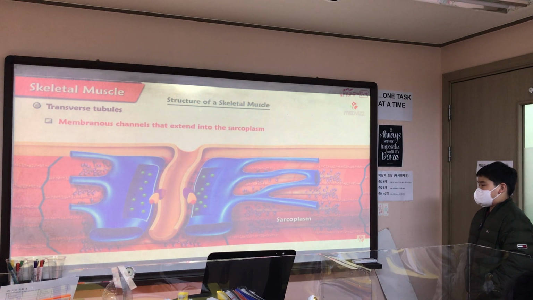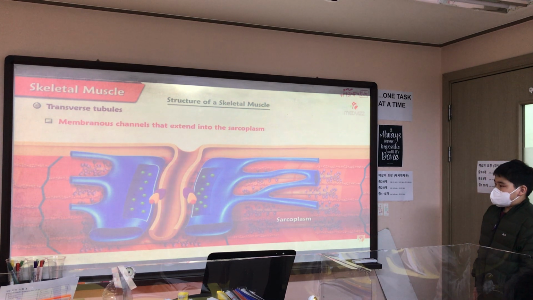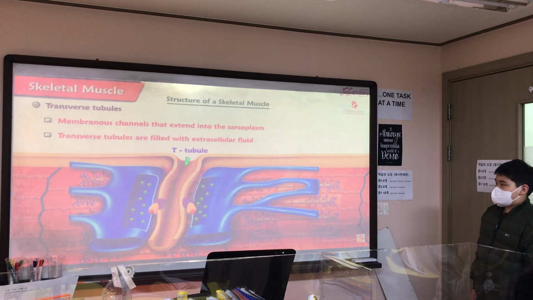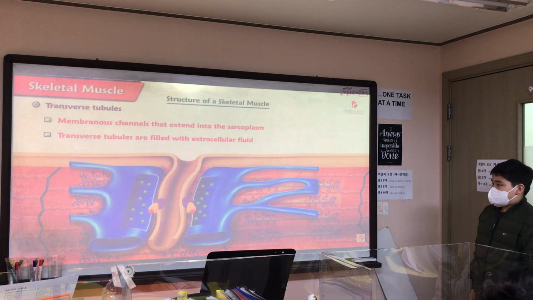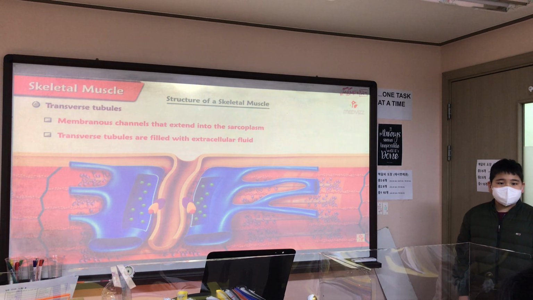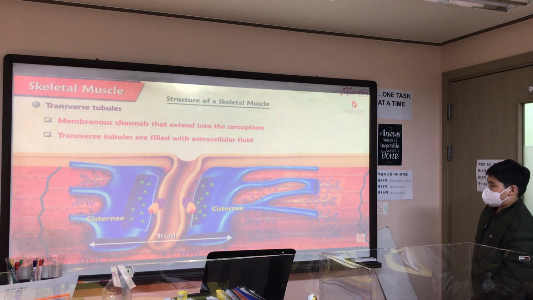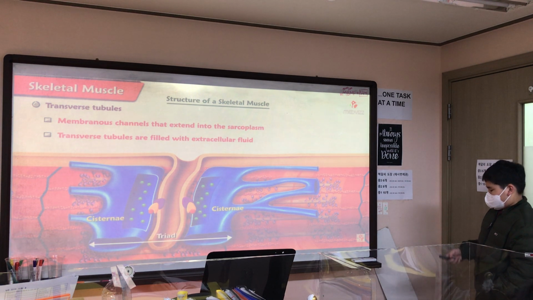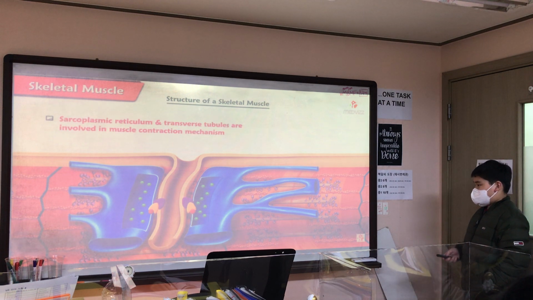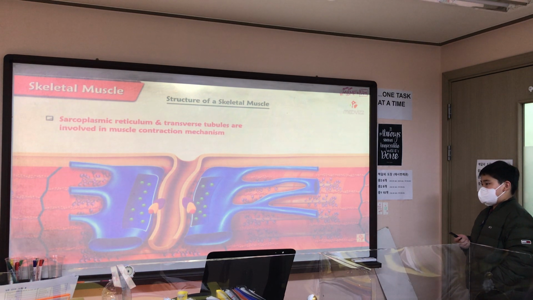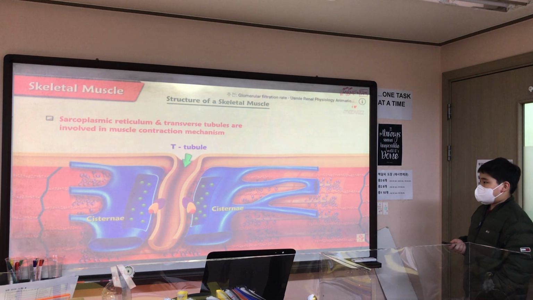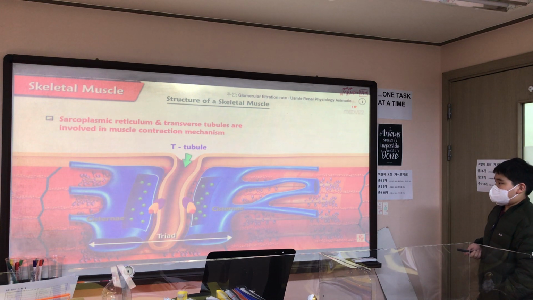Transverse tubules. They are a set of membranous channels that extend into the sarcoplasm as invaginations continuous with muscle cell membrane, the sarcolemma. Transverse tubules are filled with extracellular fluid and extend deep into the cell. Each transverse tubule runs between two enlarged portions of sarcoplasmic reticulum called cisternae. These structures form a triad near the region where actin and myosin overlap. Sarcoplasmic reticulum and transverse tubules are involved in activating the muscle contraction mechanism. Because one transverse tubule is associated with two sarcoplasmic reticulum, they are termed as the triad.